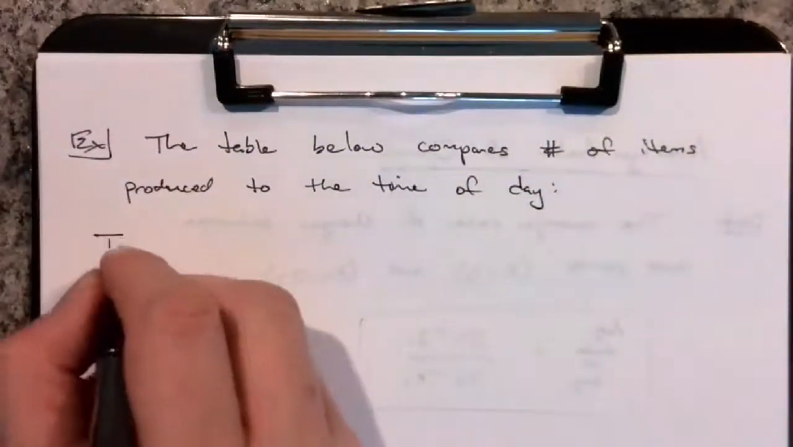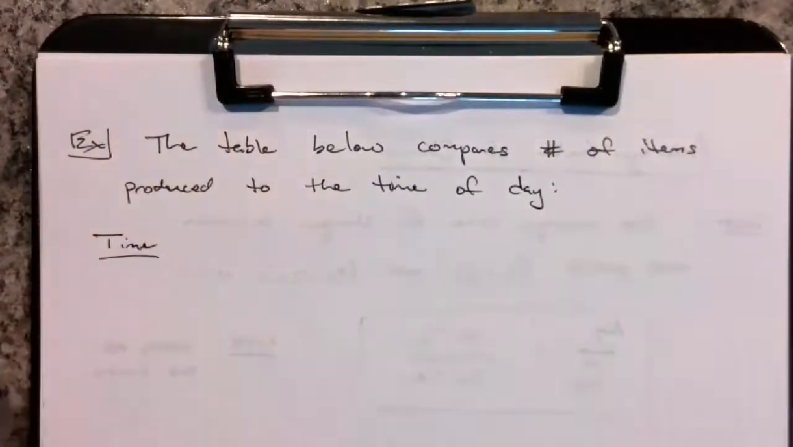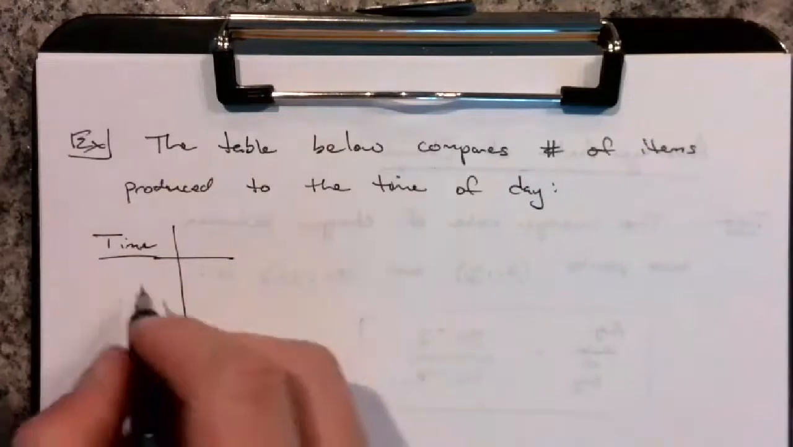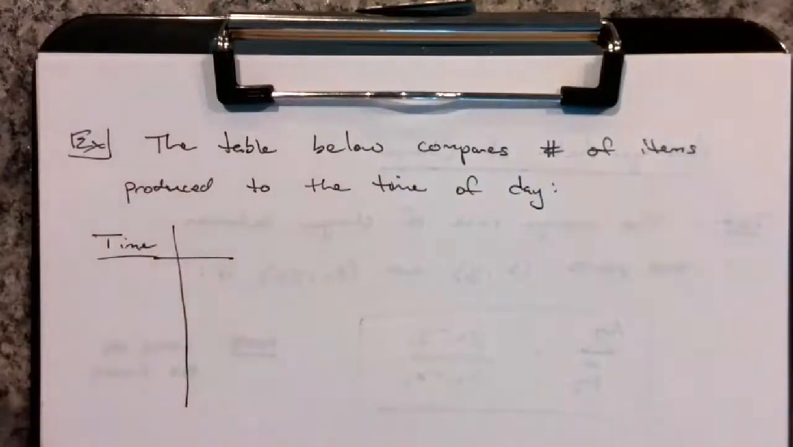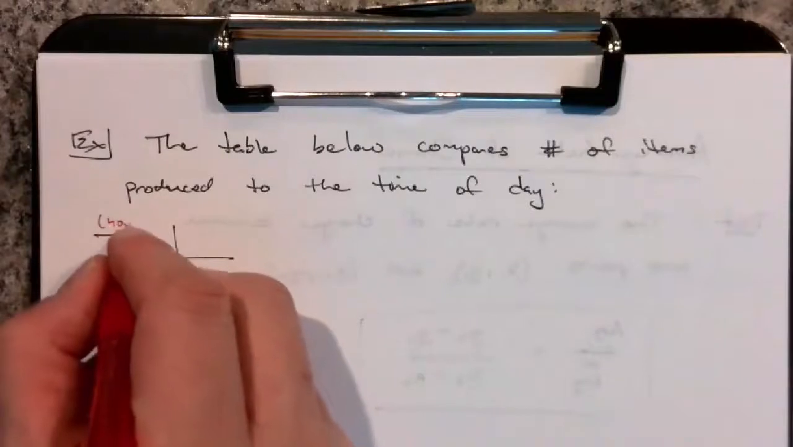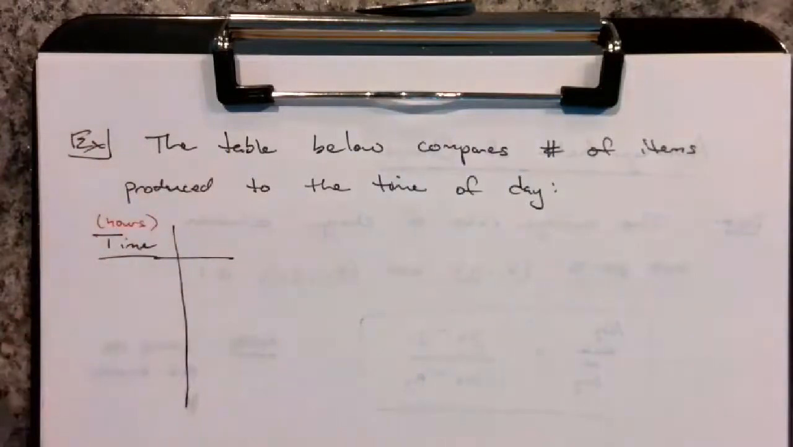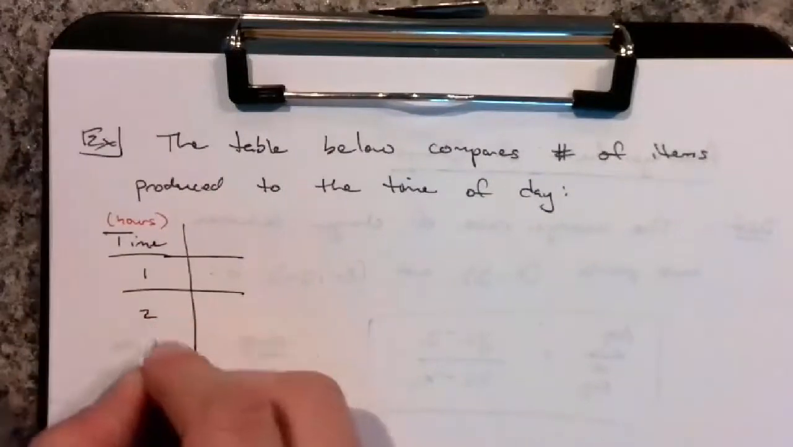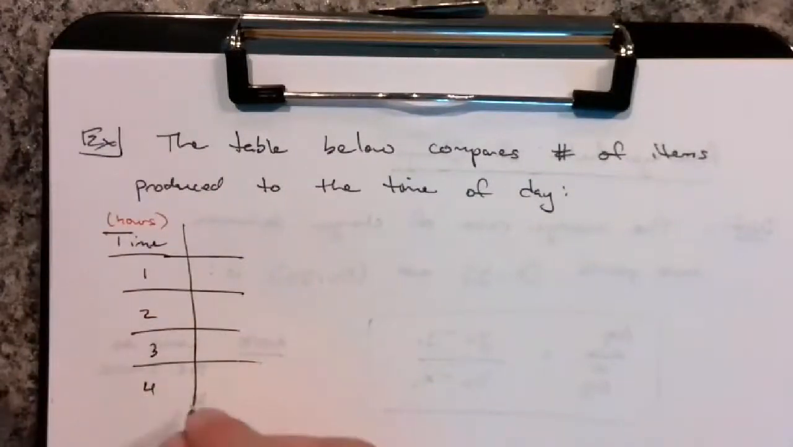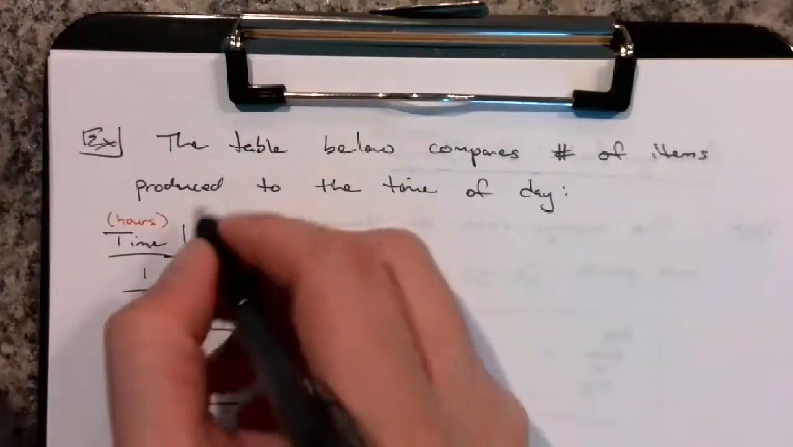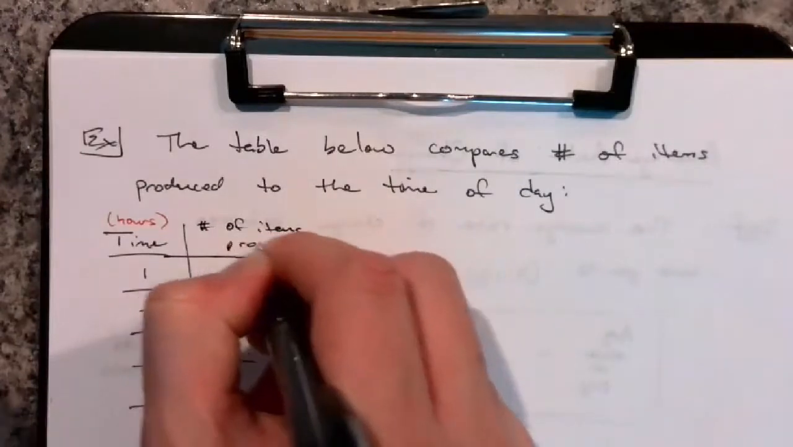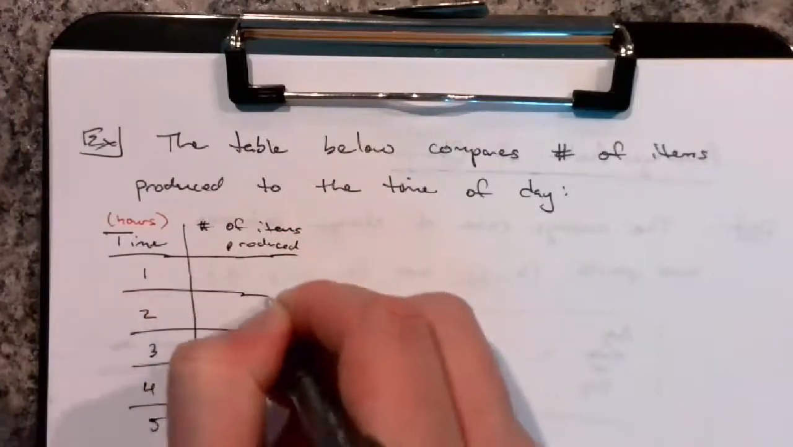And the time here, which maybe I'll label as times in hours. We have 1, 2, 3, 4, and 5. And then here we'll say this is the number of items produced. Right, so that's what I wanted this to be.